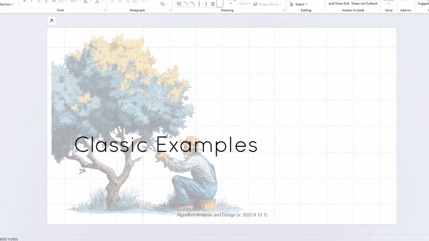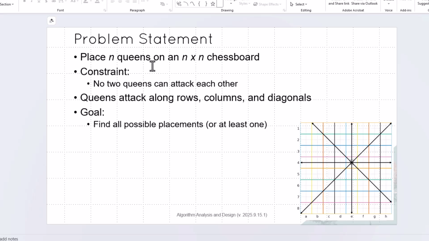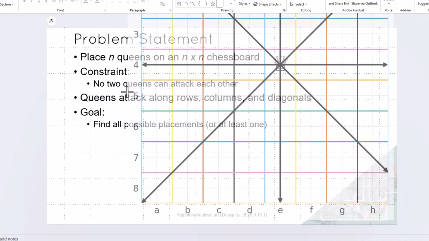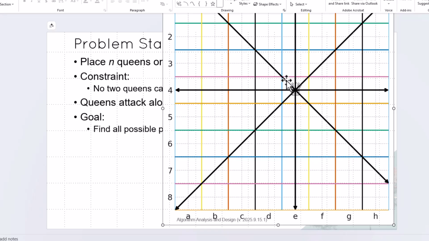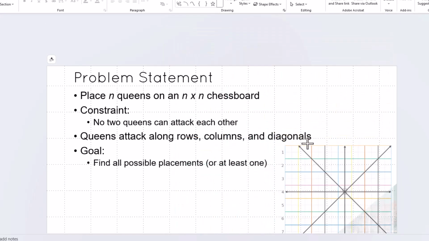Here are some classic examples. I've alluded to the n-queens problem before, so we want to make sure that we know what that is. The problem statement is we place n queens on an n by n chessboard. This one's kind of colorful. It's a little hard to see what's going on, but let me just do that real quick so you can see. Each of these is a square. You can see that it looks like it's on graph paper, but where these colorful lines intersect, those are squares on this 8 by 8 board. Okay, now there's a queen right there.